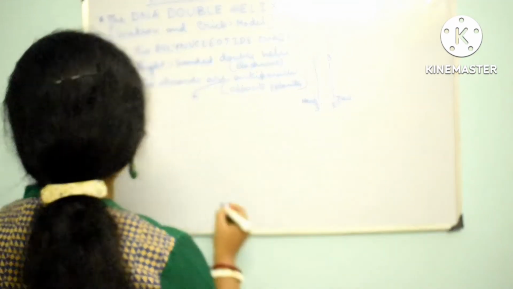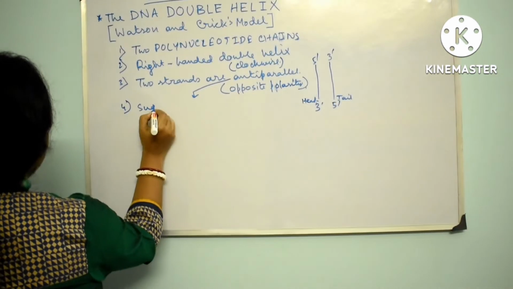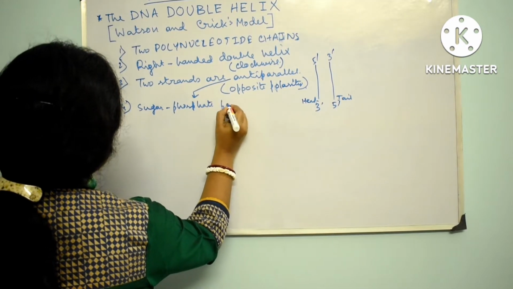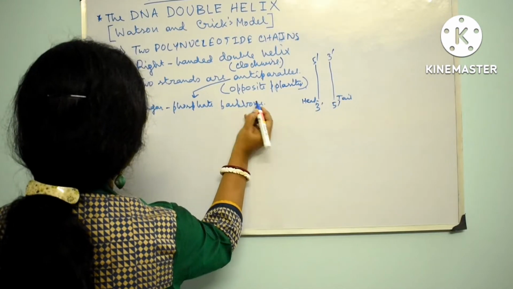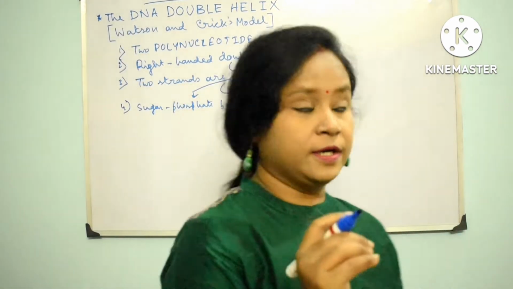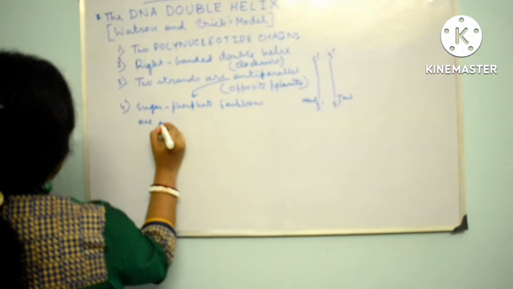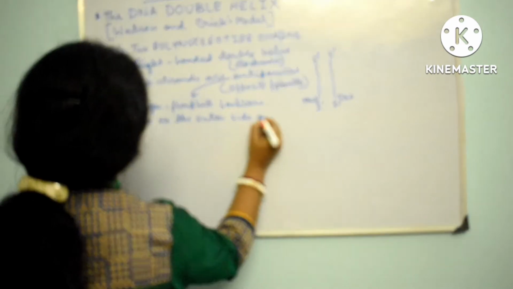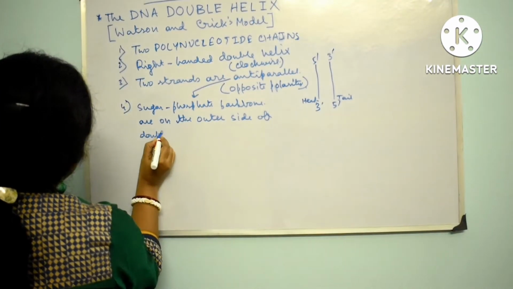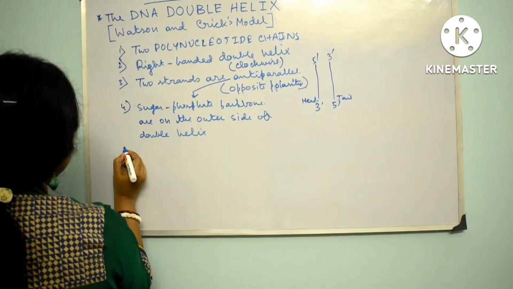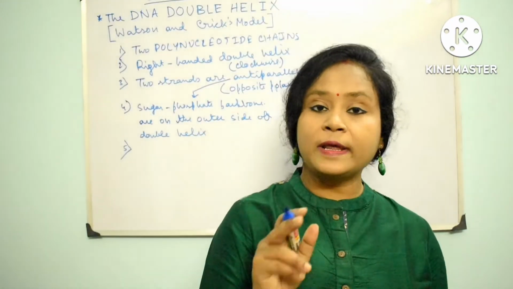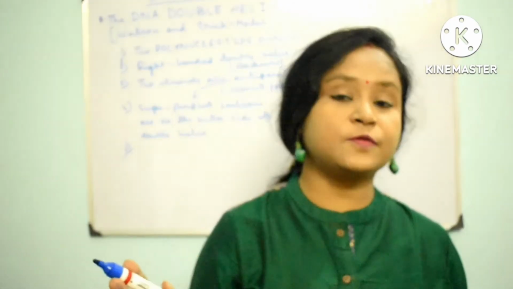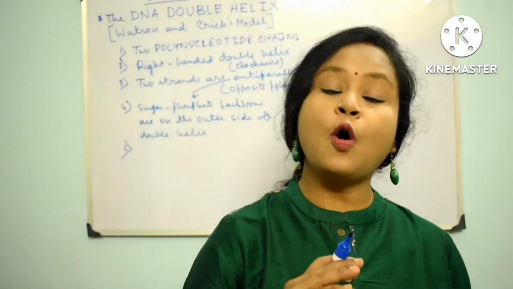The sugar phosphate backbone: the sugar phosphate are on the outer side of the double helix. Point number 3: the bases are oriented towards the central axis. The bases of both chains are flat structures oriented perpendicularly to the long axis of the DNA.